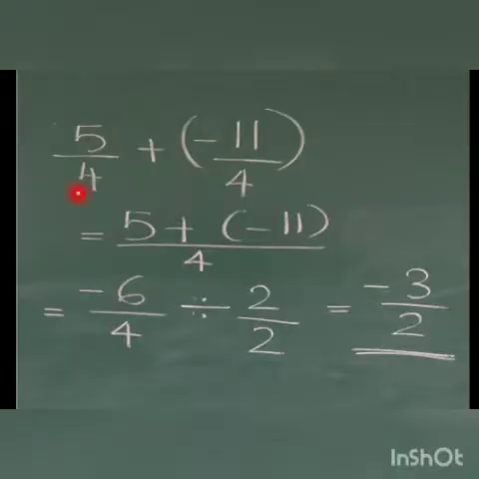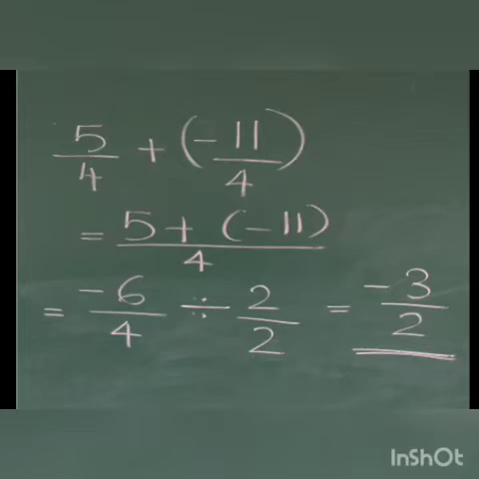First one, 5 by 4 plus negative 11 by 4. So, when you see here, one is a positive rational number and one is a negative rational number, and when we see the denominators, both are same, so they are rational numbers with the same denominator, isn't it? So we can add directly. In like fractions, and in rational numbers also, we are adding only the numerators. Denominators we are not adding.